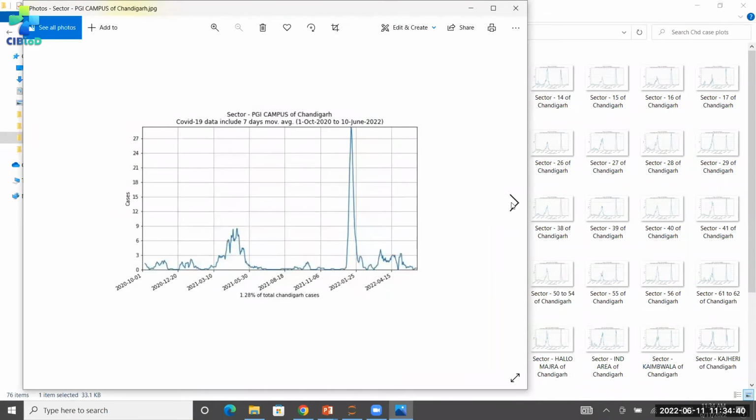Then we have the PGI campus. This is very interesting. In PGI, we can see that in January we have the peak. So it means the admitted people, or the residents, or whoever, like the Chandigarh number of cases, we have the cases in the PGI campus also. And this is in January 2022.